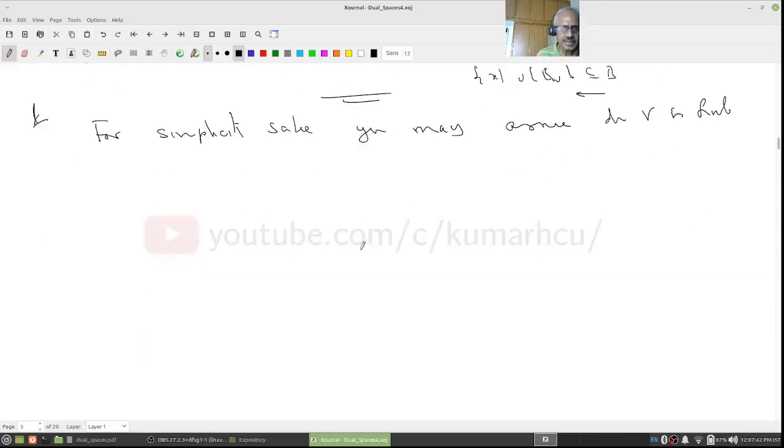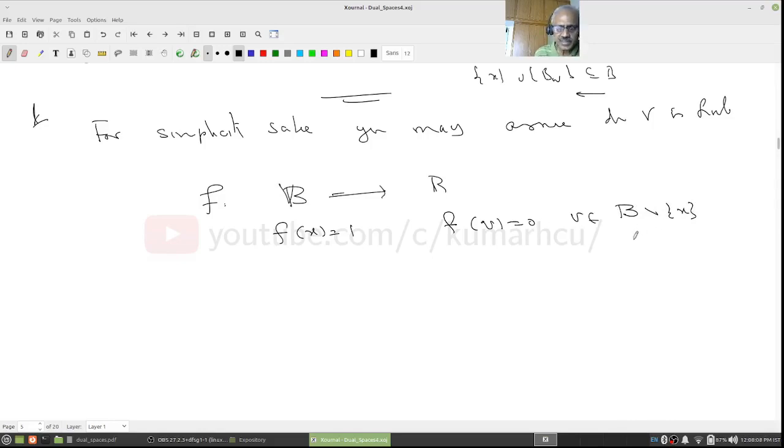Right. Now I define a function f from this set B to R, namely f of x equals 1 and f of v equals 0, v in B minus x.